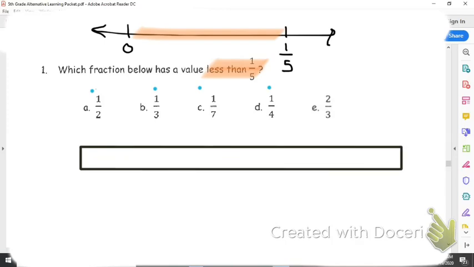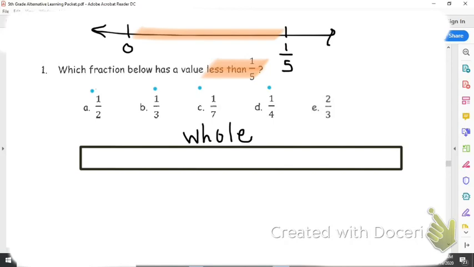Let's say that bar represents 1 whole. The denominator tells you how many pieces you cut it into. So 1/2, 2 equivalent pieces. That means 1/2 is going to be pretty big. See? 1/3, we've got 3 equivalent pieces. Thirds are going to be pretty big, but not as big as halves.